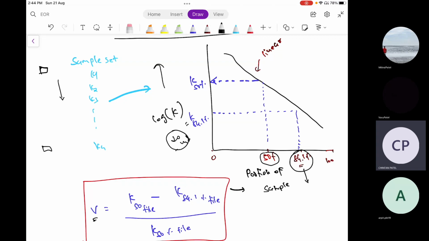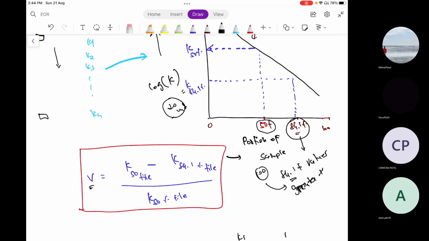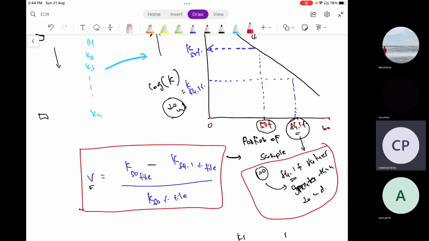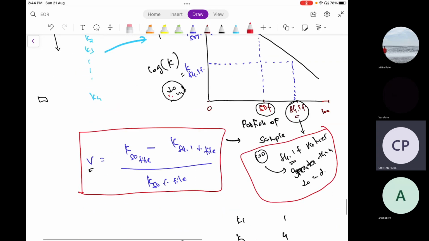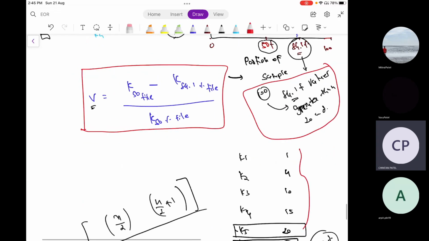But here the trend is the inverse one, that means the higher values. Here, what does 84.1 mean? 84.1 percent of values. Let's say if I have 100 samples, then 84 of the K values will be greater than 20 millidarcy. Why? Because here we have taken the inverse trend. That means we have arranged this data in descending order, not in ascending order. So we have considered the data in descending order and taken this trend.